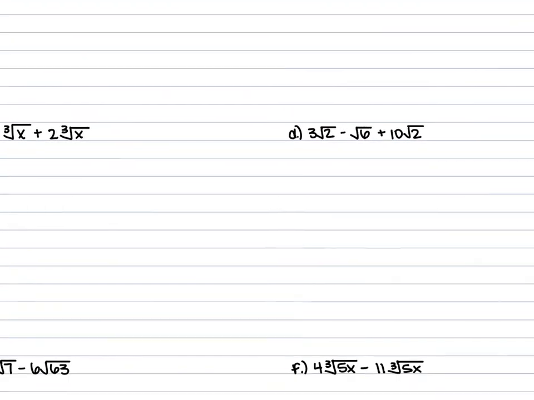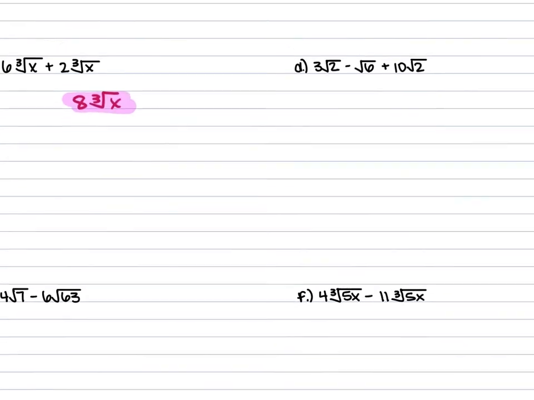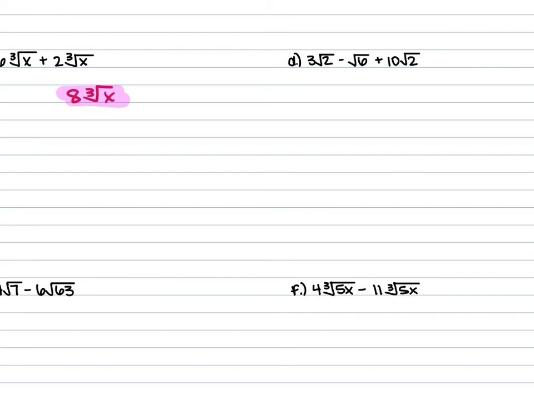For example C, we have 6 cube root x plus 2 cube root x. We have a cube root of x on both of these, so we're just going to add the 6 and the 2. It gives us 8 cube root x. For example D, we have 3 square root 2 minus, I'm sorry, minus the square root of 6 plus 10 square root 2. Your like terms here are the 3 square root 2 and the 10 square root 2, so 3 plus 10 gives us 13. Keep it attached to the square root 2. And then just add on that minus square root 6.